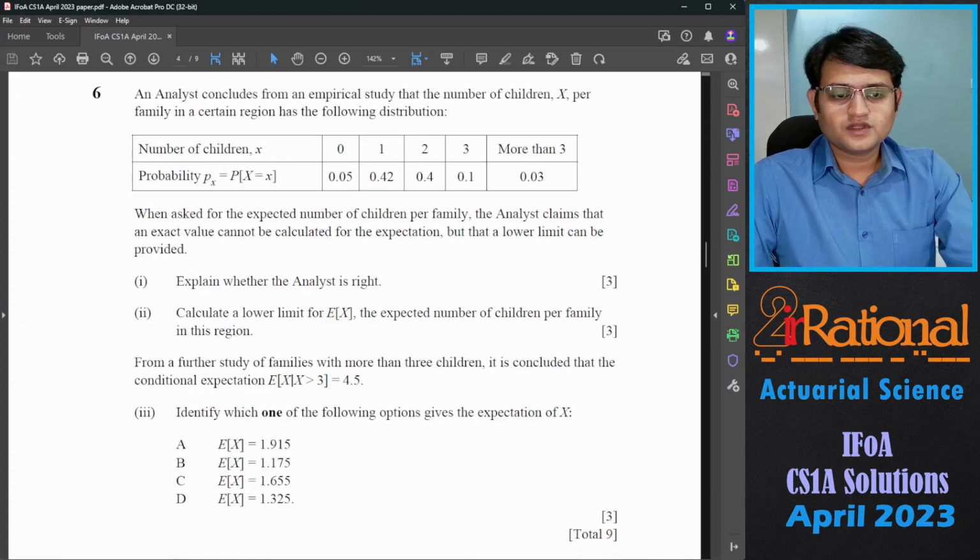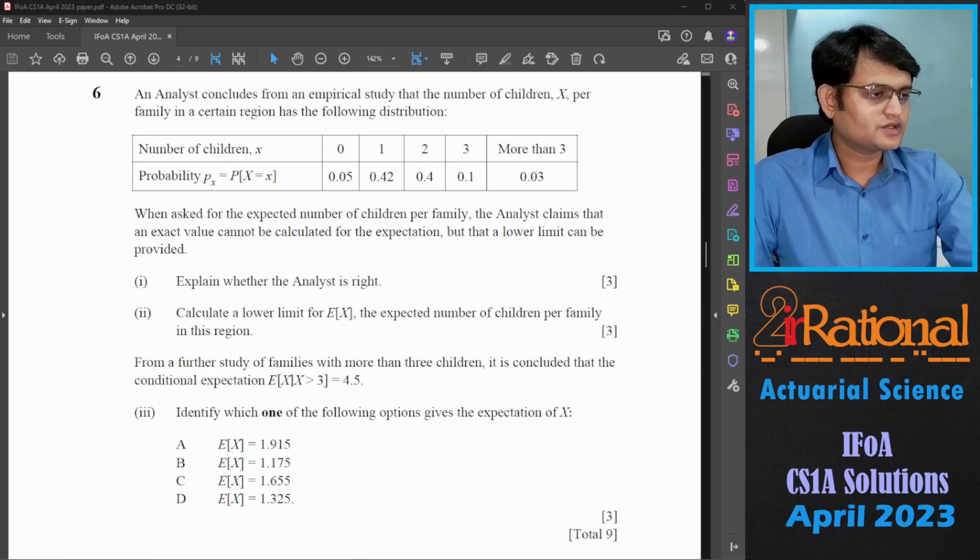Then for the third part, we have from a future study of families with more than 3 children, it is concluded that the conditional expected value of x given x greater than 3 is 4.5. Identify which one of the following options gives the expectation of x. Here, because we have options, we will not have to show the solution, just write the option.